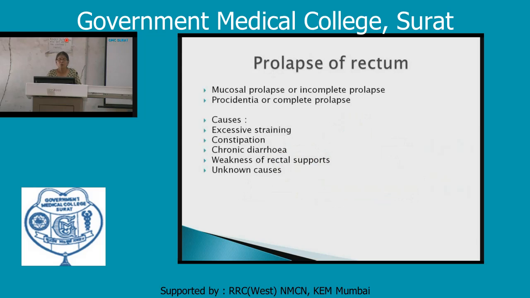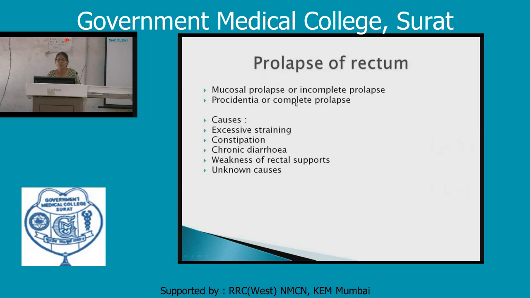Prolapse of rectum. If the rectum is not in its position and it is displaced, it is known as prolapse. Mucosal prolapse or incomplete prolapse: only the mucosa is coming down and can even come out of the anus. The rest of the muscle, the outer musculature, is in position. So that is mucosal prolapse or incomplete prolapse.